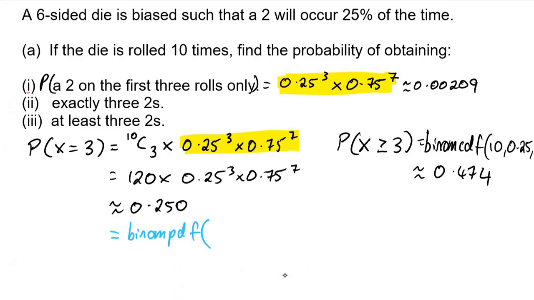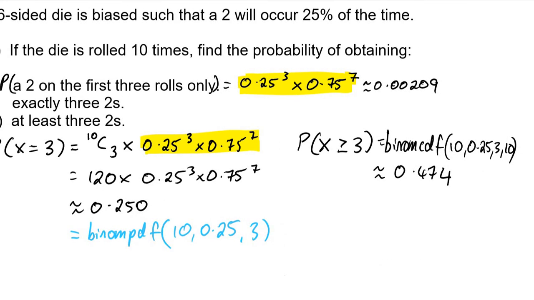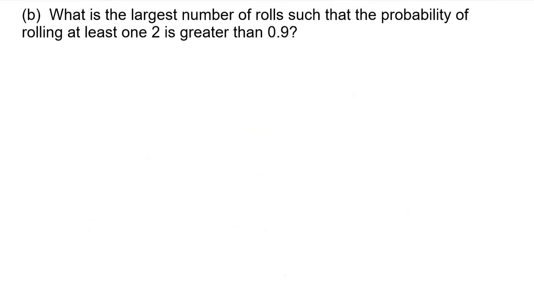And for that one, your working out would be Binomial Pdf 10, 0.25, 3. So Binomial Pdf and CDF, very useful in saving you time. So we can also use this in more complicated scenarios. So what we have here is a question where we want to know a certain probability, but we do not know the number of trials.